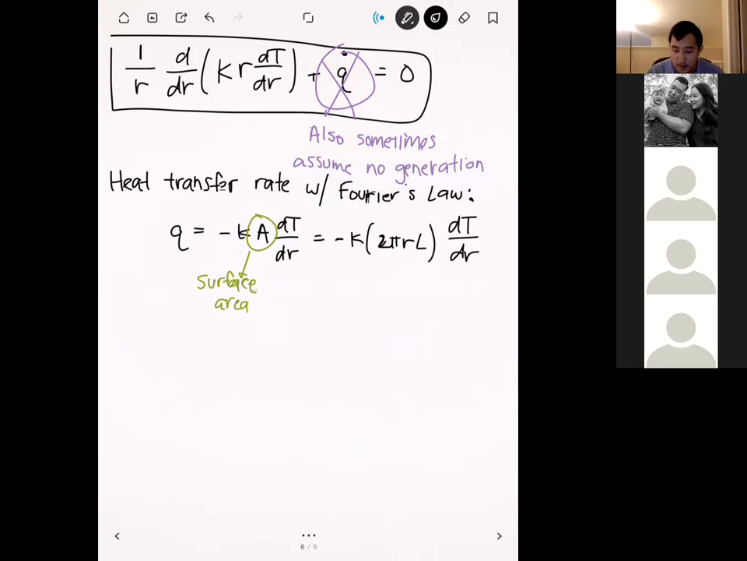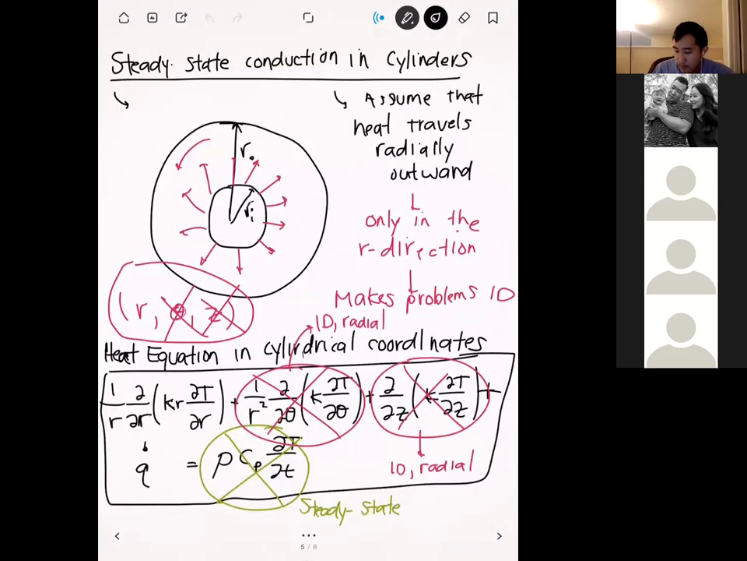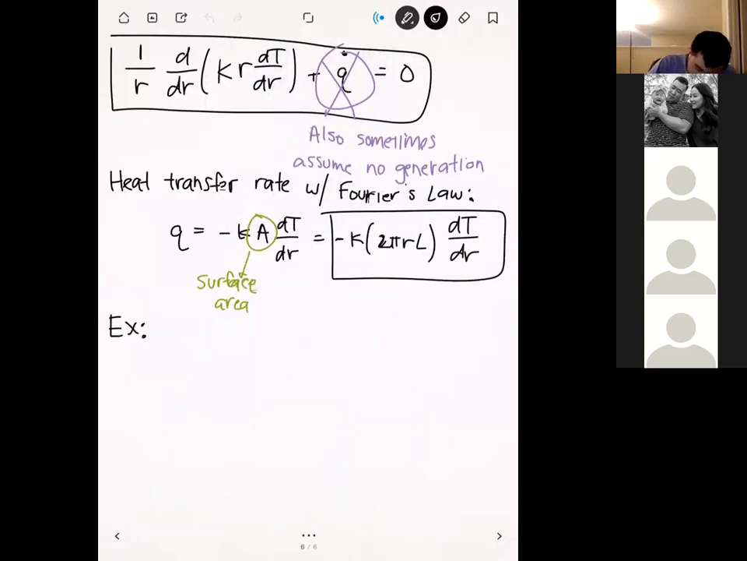And then again, dT dr. If a problem asks you to solve for the heat transfer rate in a cylinder, this is the formula that you would use, once again noting that for area, you plug in the surface area of the cylinder. That's the introduction to the heat equation. So let's put it to use for an example. Let's compute the temperature field for this exact situation.